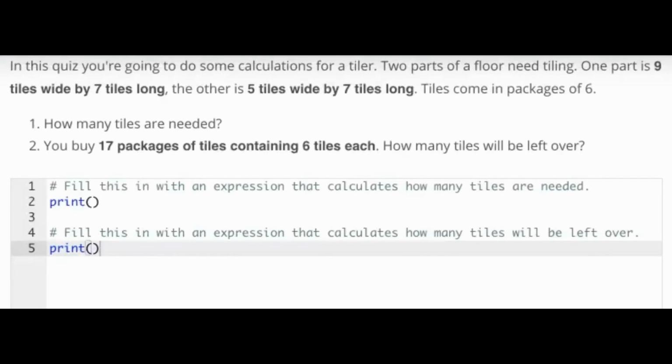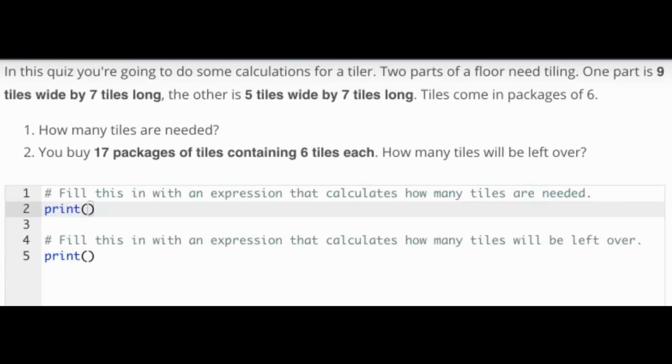In this second example, we'll be doing some calculations for a tiler. 2 parts of a floor need tiling. One part is 9 tiles by 7 tiles long. The other is 5 tiles wide by 7 tiles long. Tiles come in packages of 6. First, how many tiles are needed? And second, you buy 17 packages of tiles containing 6 tiles each. How many tiles will be left over?